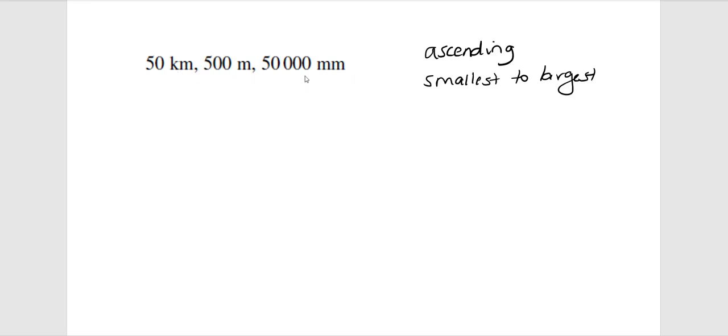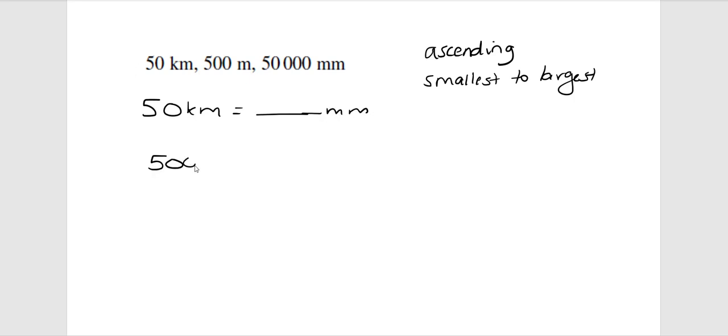Okay, so to arrange these from smallest to largest, we have to make sure they are all in the same units. Now it's up to you what units you choose to change them all into. You might change them all into millimeters, or you can change them all into meters or kilometers. It's up to you. Remember, if you start with a bigger unit, your number gets bigger. So if you want to avoid decimals, you can change the kilometers and meters into millimeters. So let's do that. So I'm going to change 50 kilometers is equal to how many millimeters?